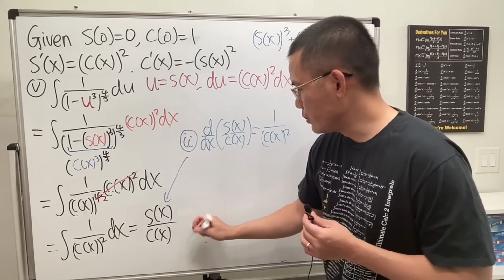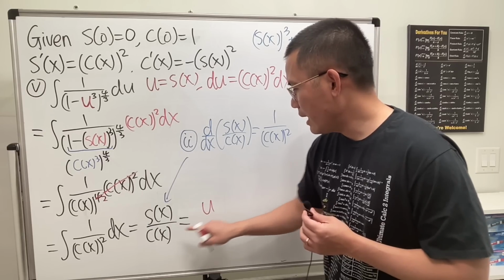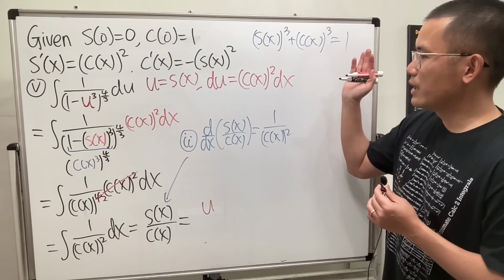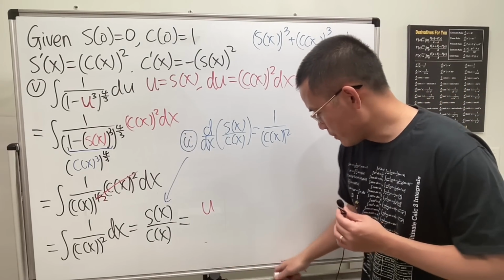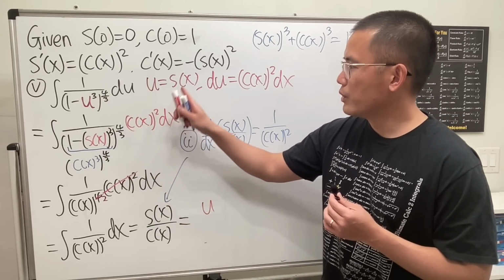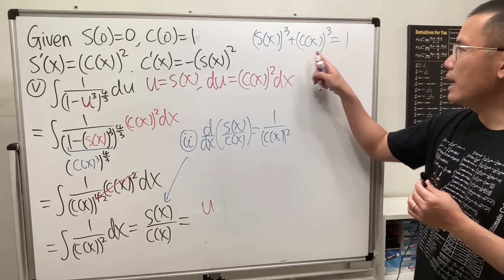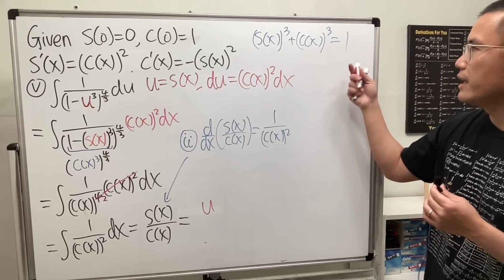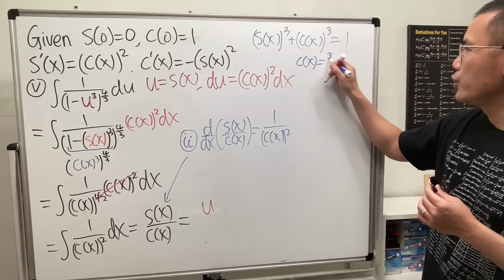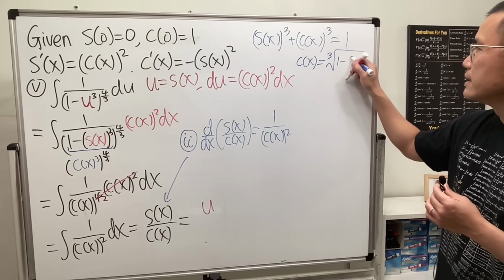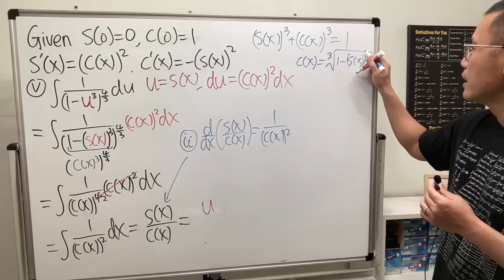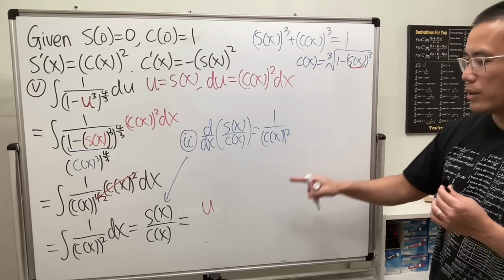On the top, it's just u, so that's pretty nice. But on the bottom, how do we go back to the u world though? Well, we can look at this right here real quick. We are trying to get c of x in terms of s of x. So I'm just going to put this to the other side and then take the cube root to both sides. So you can see that c of x is just going to be the cube root of 1 minus s of x to the third power. And then this thing here is our u.